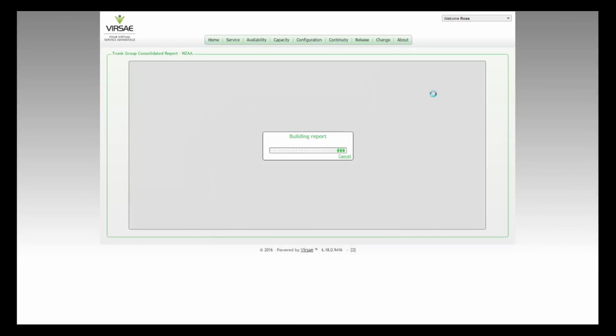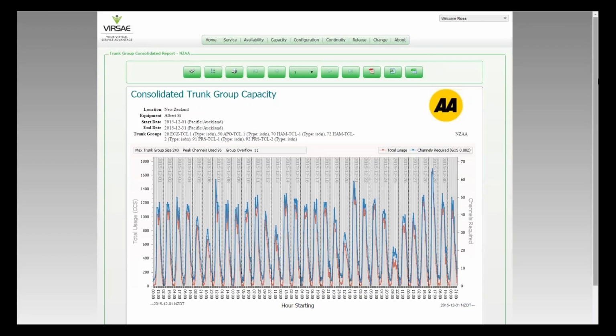I'm going to run this trunk group consolidated report, and that's going to look at the real traffic that occurred during the month of December, so a peak time. And if we combined all that traffic onto a single trunk group, it's going to show us the savings that can be made in terms of channels. So our report's now been presented to us.